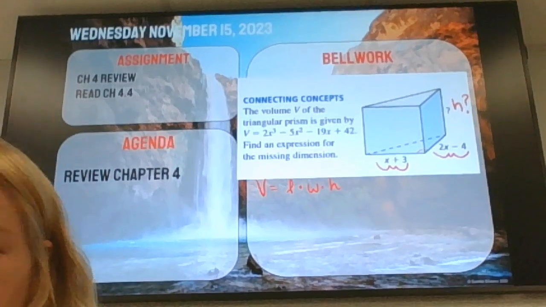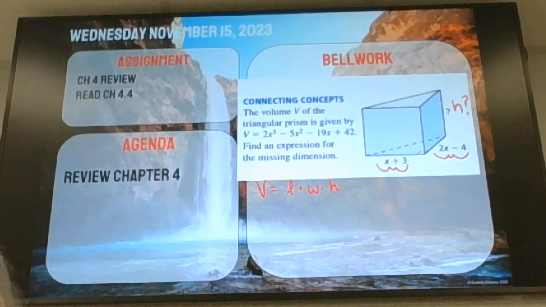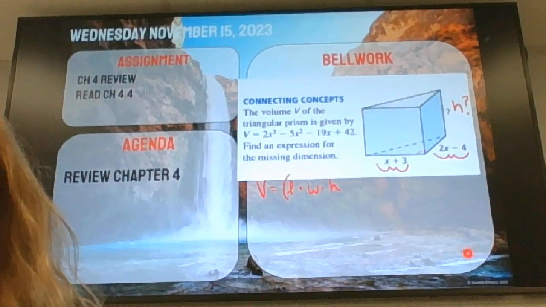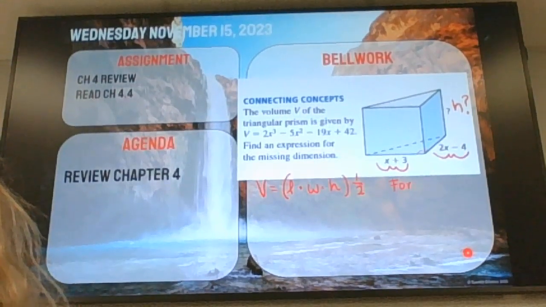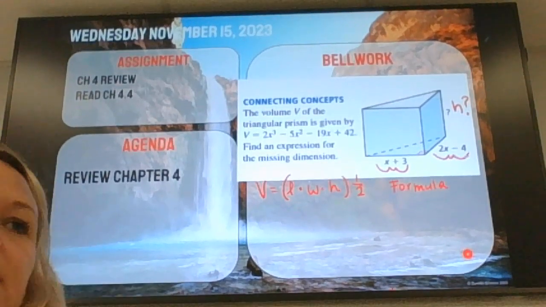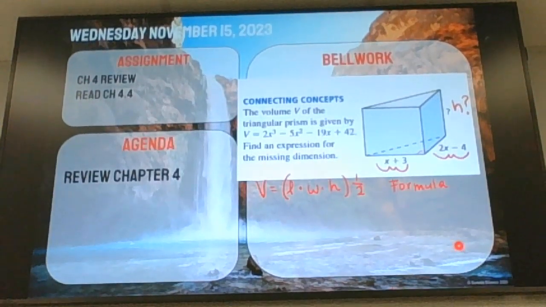Divided by 2 times 1/2 or divided by 2, however you want to look at it. And that is a formula. And like on the SAT, they give you those geometry formulas. So if it was just a box or a rectangular prism, it would be length times width times height. But since it's a box cut in half, making it a triangle, you do that times half.